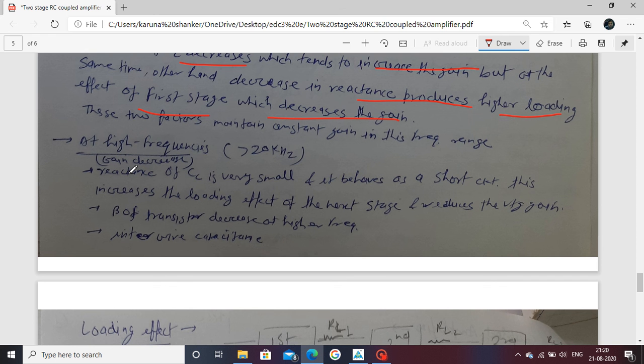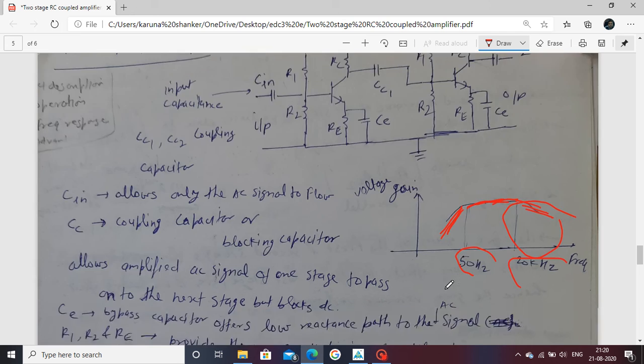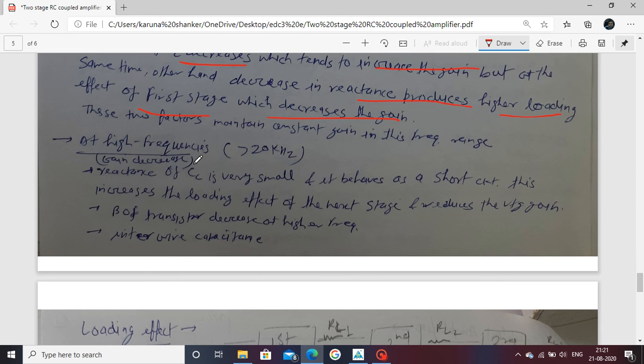Okay, next we move to the higher frequency. At the higher frequency region, why does the voltage gain decrease? If the frequency increases, the reactance value decreases. Now the reactance value is very small and it behaves like a short circuit. This also increases the loading effect on the next stage, and that's why the voltage gain is reduced.